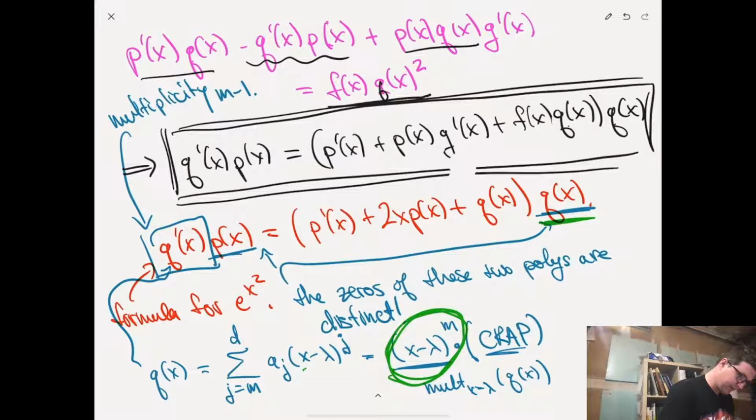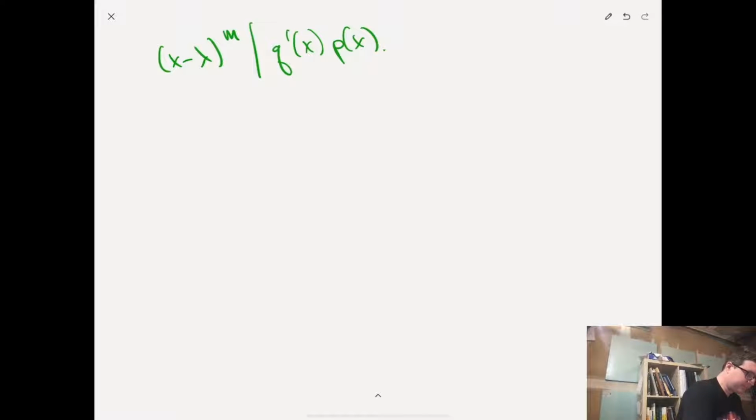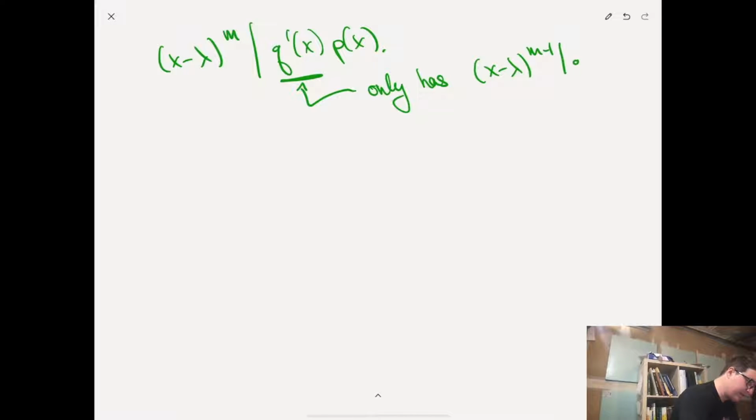factor here. Okay, so that means that x minus lambda to the m divides q prime of x times p of x. Okay, but this part here only has multiplicity, x minus lambda to the m minus 1 dividing q prime of x, right? It doesn't have a bigger power because we took a derivative, right? All right, but so in particular, x minus lambda to the m does not divide q prime of x.